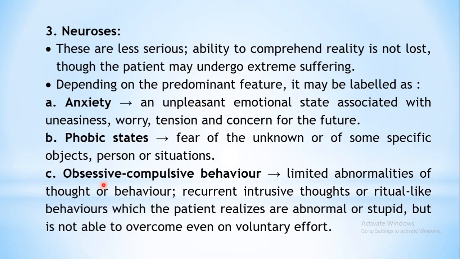Then the next type is obsessive compulsive behavior. So here thought and behavior become abnormal. Here you have intrusive thoughts or ritual-like behavior, meaning you behave in such a way that you know that it is incorrect. You realize that whatever you are behaving is abnormal or stupid, but you are not able to overcome that situation. So you tend to behave in certain situations in a particular way in which you know that it is incorrect.